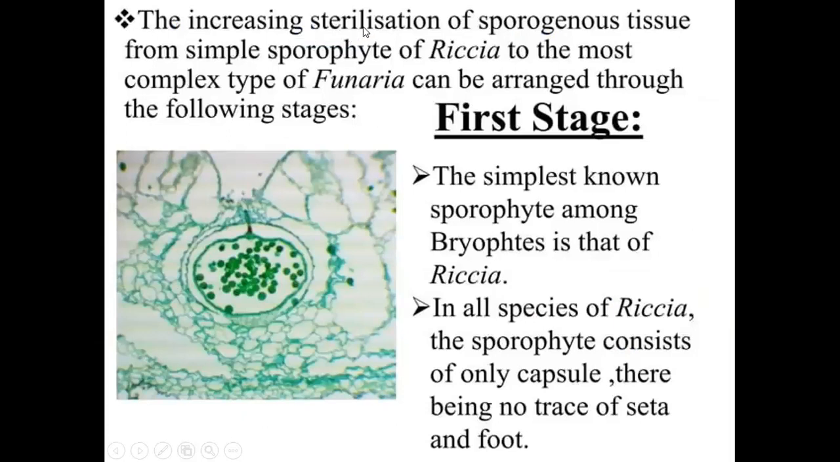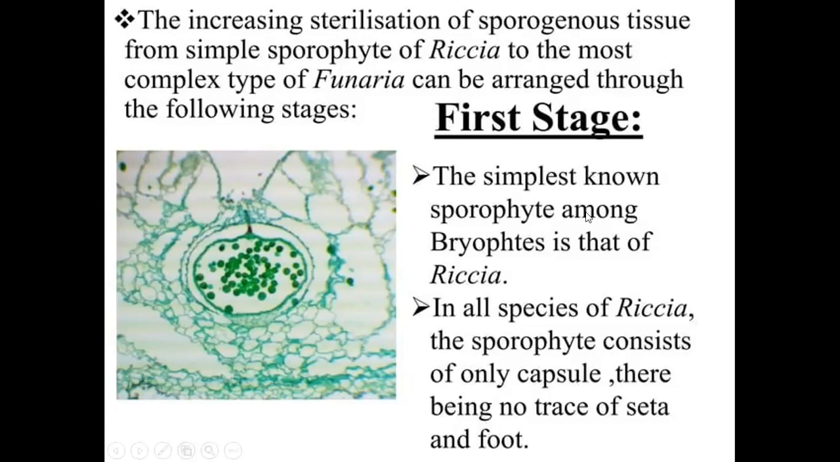So we look into this: the increasing sterilization of the sporogenous tissue from the simpler sporophyte of Riccia to the complex type of Funaria. This is how the sterilization of the sporogenous tissue happens. This can be divided into the following stages. There are six to seven stages in which we will discuss how the sterile tissue has been increasing right from the simpler forms to the complex forms like Funaria.